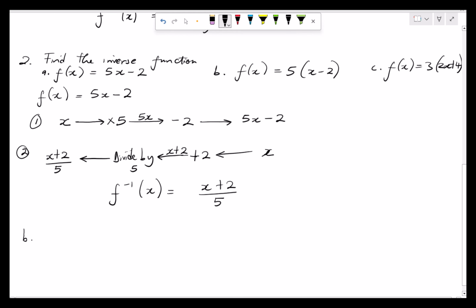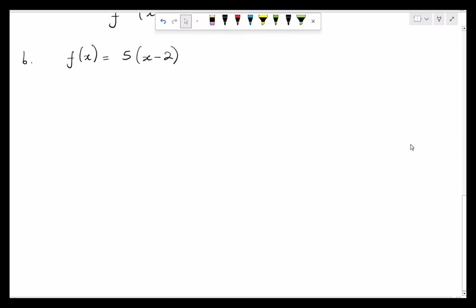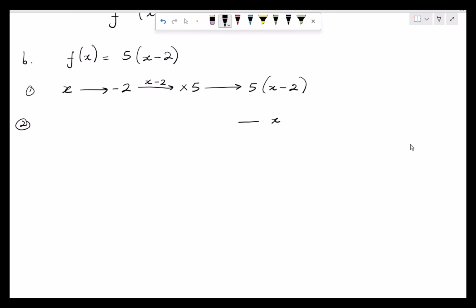Moving on to part B, we have f of x is equal to 5 multiplied by (x minus 2). Remember, always starting from x, we get x, right? And then we look at what we have in the brackets. We subtracted 2, so that was minus 2, and we got x minus 2. Then we multiplied by 5, and we got the final as 5 times (x minus 2). Now, we want to find the inverse. Starting from the right, x, we started by multiplying by 5. So doing the opposite is divide by 5. And if we do so, we get x over 5. Then we subtracted 2. That means we're going to add 2. And we get x over 5 plus 2. The inverse function is x over 5 plus 2.